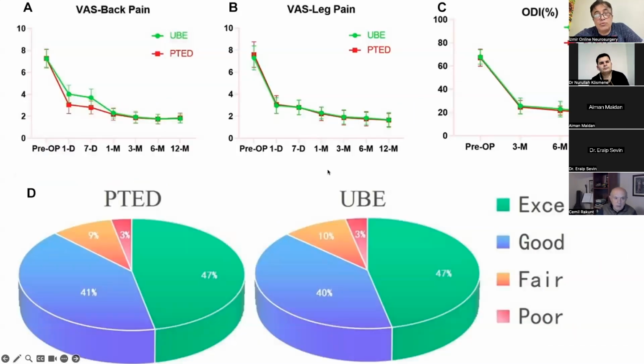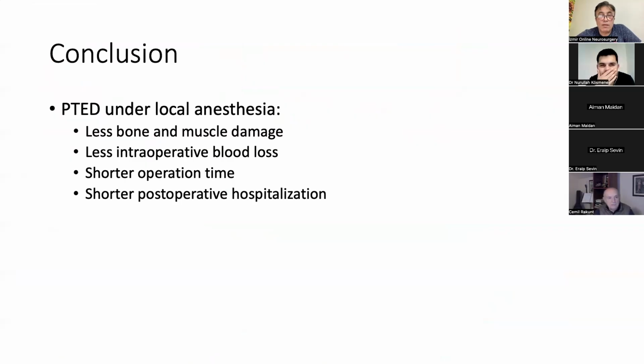Compared to the UBE group, the transforaminal group had better VAS scores for back pain 1 day and 7 days after surgery. There were no differences between the groups at any follow-up time point after the first month. With less bone and muscle damage, transforaminal discectomy under local anesthesia exhibited less intraoperative blood loss, a shorter operation time, and shorter postoperative hospitalization than the UBE group.